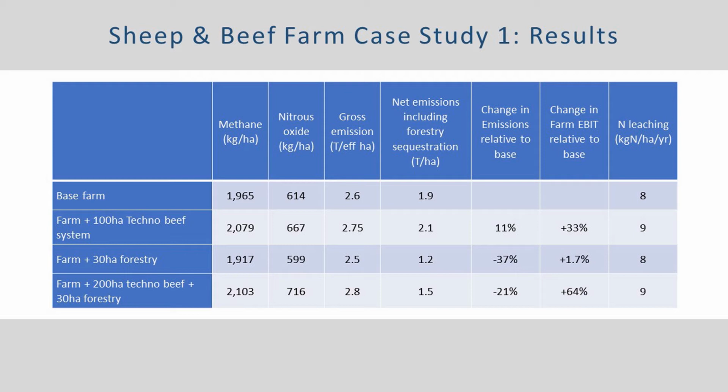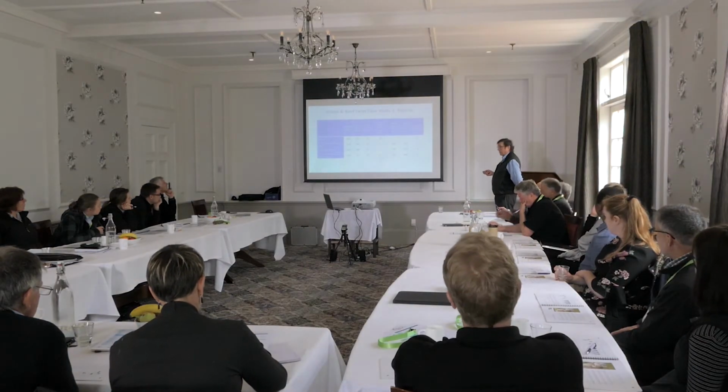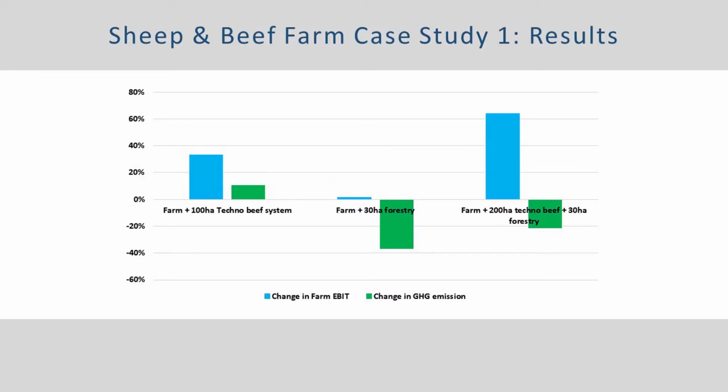And then when we combined the two, so we put in our 200 hectares of techno beef plus our 30 hectares of forestry, the net effect was we dropped our farm emissions by 21%, and we were making a lot more money. So they were very happy with that, and that's what they're going to do. And again, it's a nice pretty graph to illustrate exactly what that table just told you.